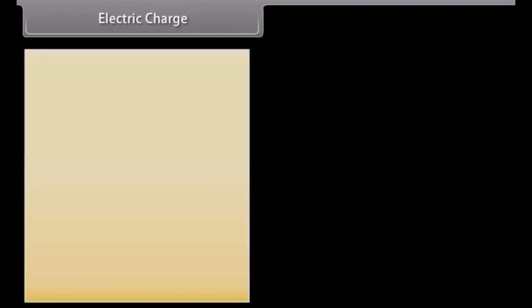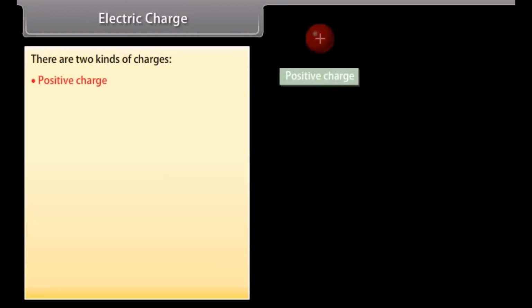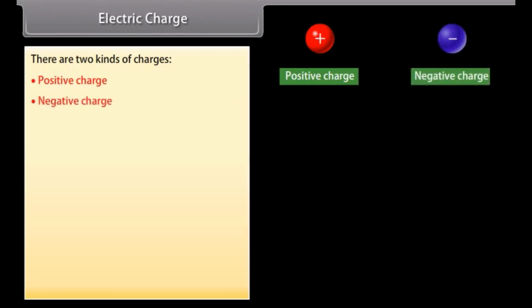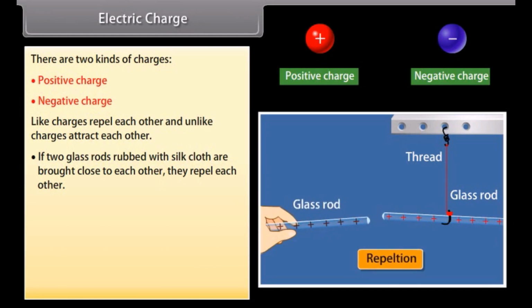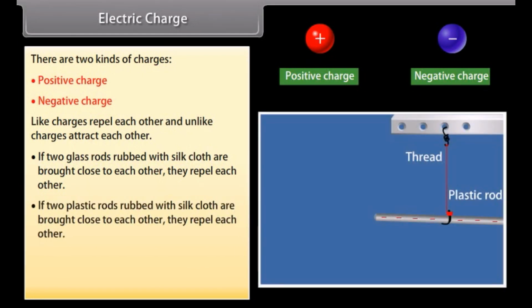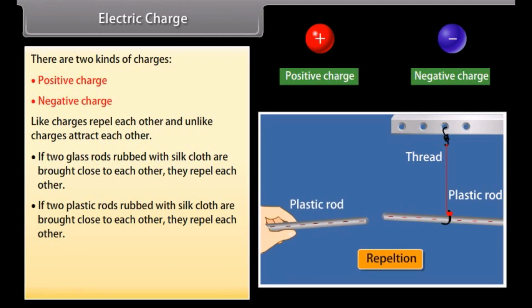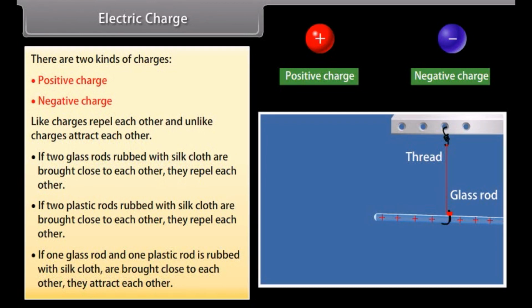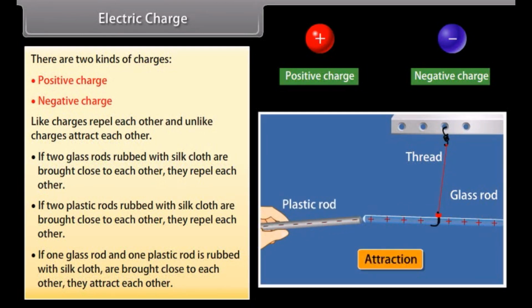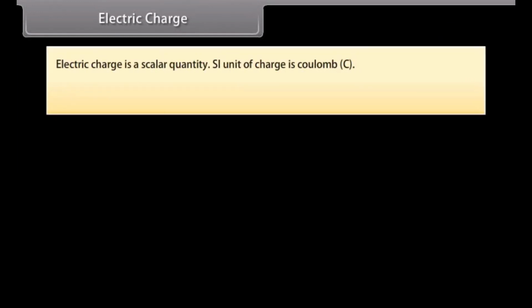Electric charge. There are two kinds of charges: positive charge and negative charge. Like charges repel each other and unlike charges attract each other. If two glass rods rubbed with silk cloth are brought close to each other, they repel each other. If two plastic rods rubbed with silk cloth are brought close to each other, they repel each other. If one glass rod and one plastic rod rubbed with silk cloth are brought close to each other, they attract each other. Electric charge is a scalar quantity.